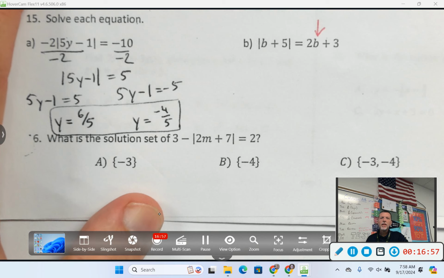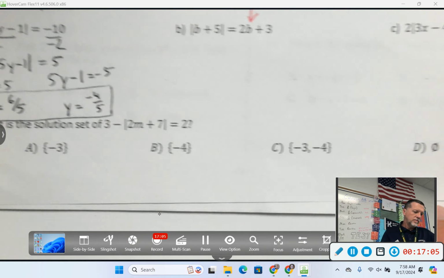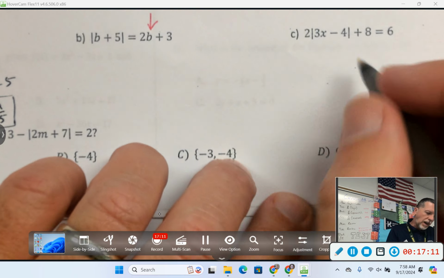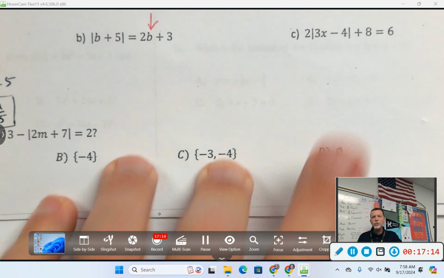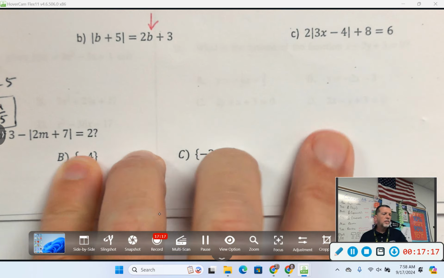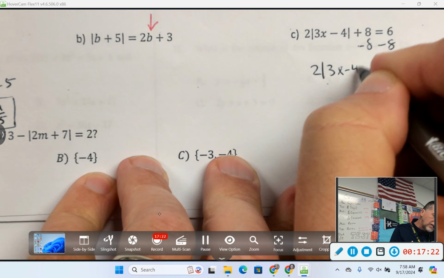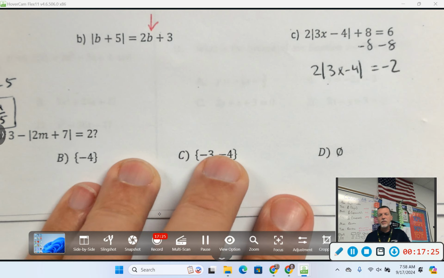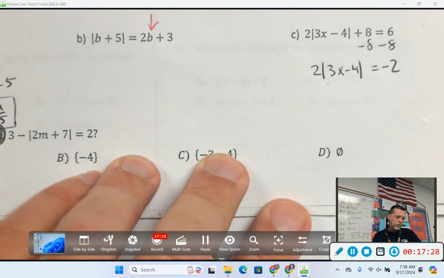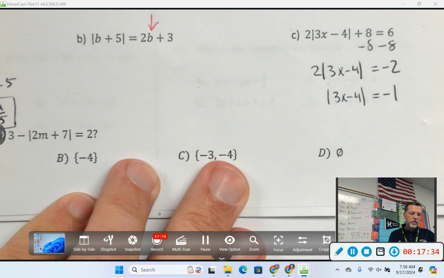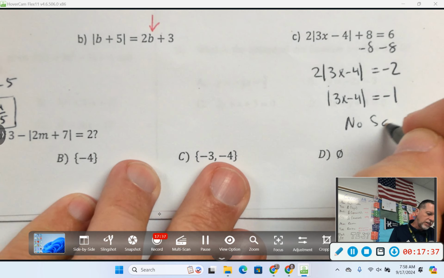I didn't check. So I'm pretty sure on B, I think one of the answers works and one does not. Yeah. So -8/3. Okay, C might be no solution, but I can't tell yet. Now, when you subtract the 8 over, you're pretty quick to realize something is not right here. I guess officially I shouldn't claim it yet. I should get the absolute value by itself. And absolute value equals -1. That never works.